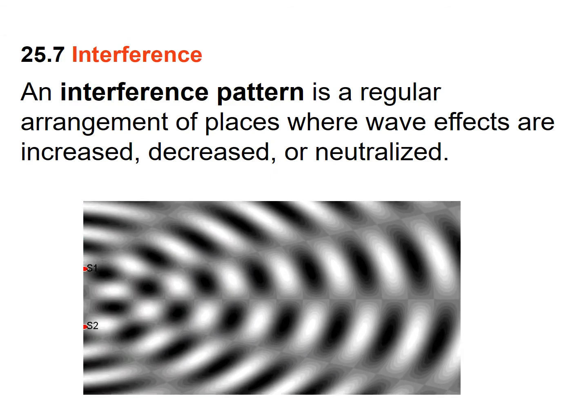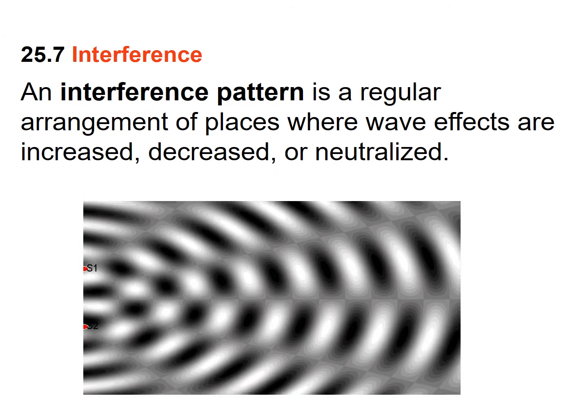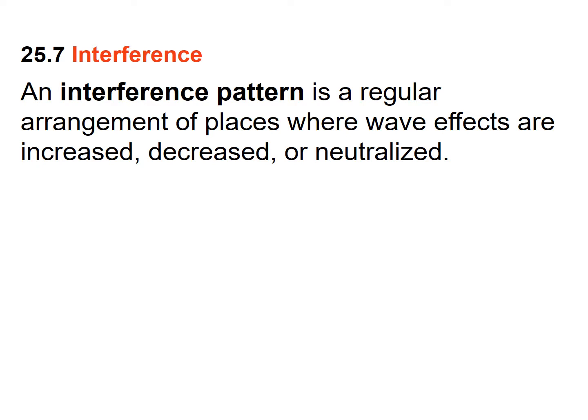When waves overlap, they can make interference patterns. These regular appearances of light and dark, for example on the screen here, are the result of two waves that are overlapping at the same places and times.